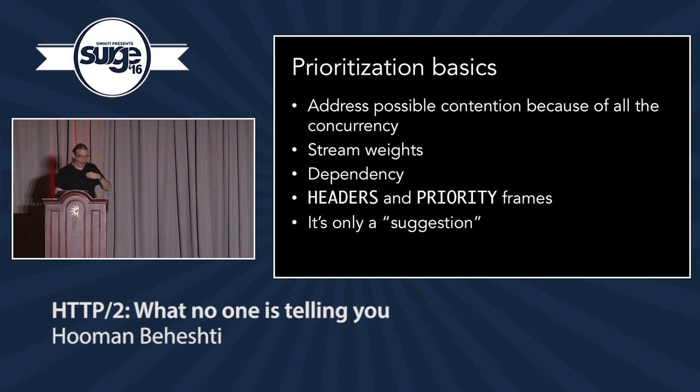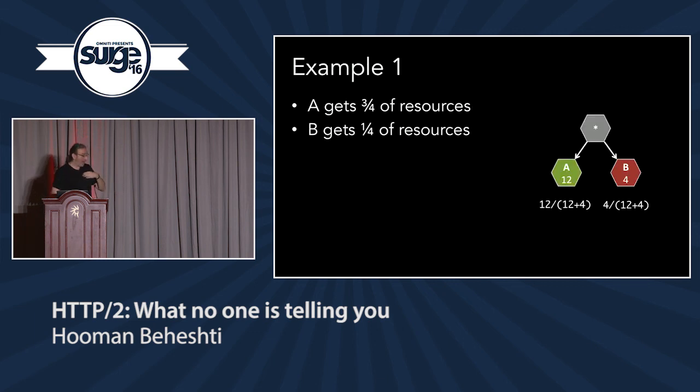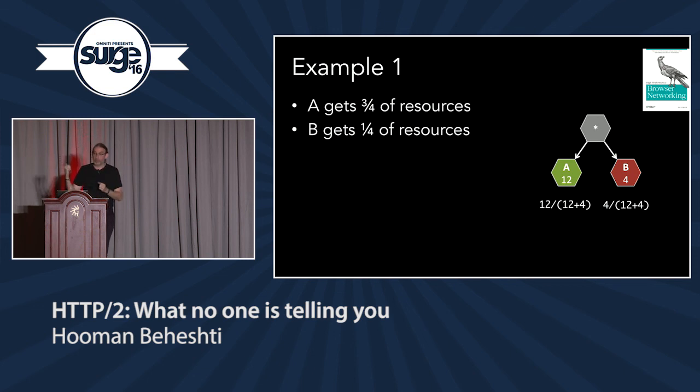I'm going to show it to you with a couple of examples. Here's one. Actually, it's not mine. It's from Ilya, so I'm going to give him credit. It's from his book. Here's a simple one. You have two streams, A and B. Those are their weights, and essentially everything is proportional. So in this case, stream A gets 3 times as many resources as stream B because it's 75% of the entire pool of resources.